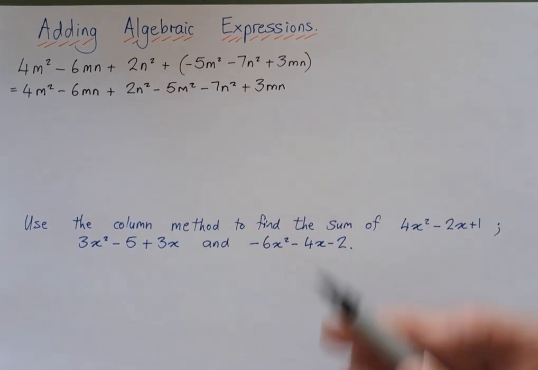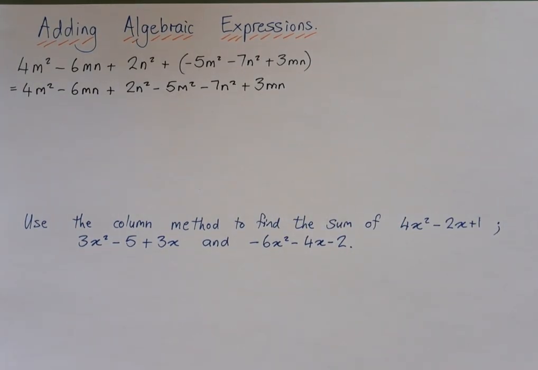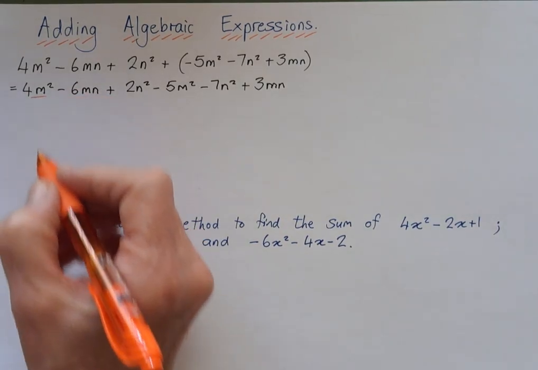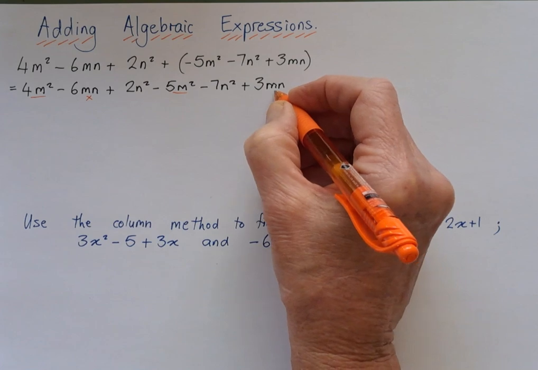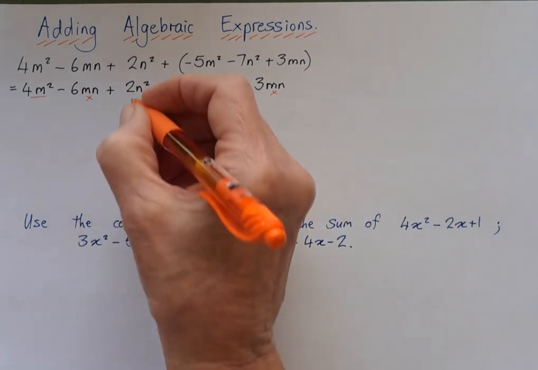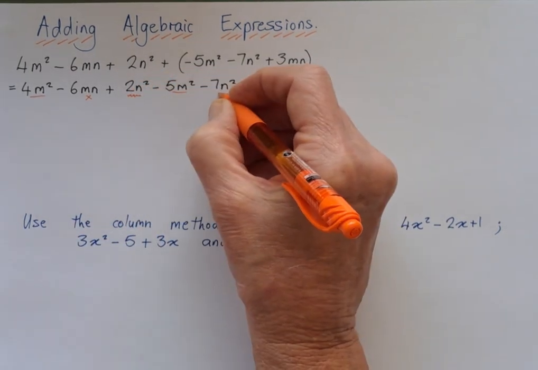All right, so we've got to the situation where we have 6 different terms in our expression, so we need to start looking for like terms. Remember, like terms have the same variable to the same power, in other words, with the same exponent. So I've got an m squared term and an m squared term. I've got an mn term and an mn term, and I have n squared terms.